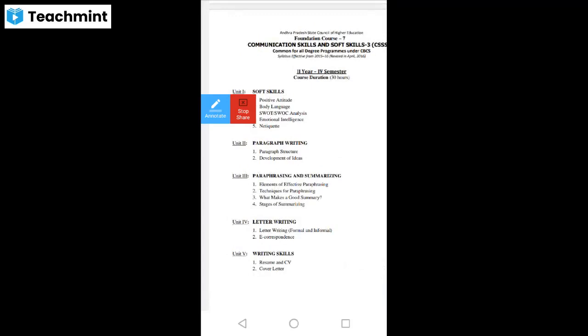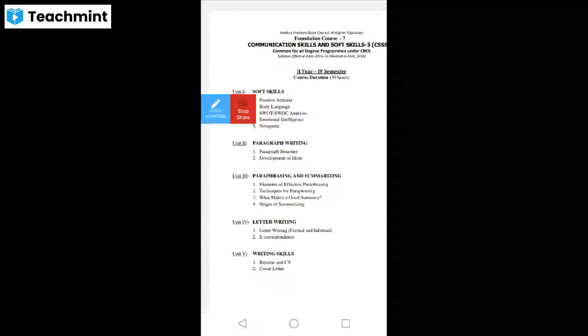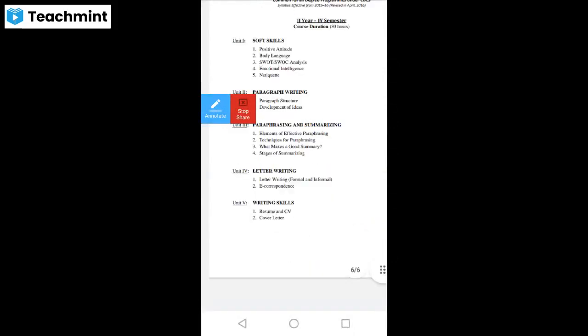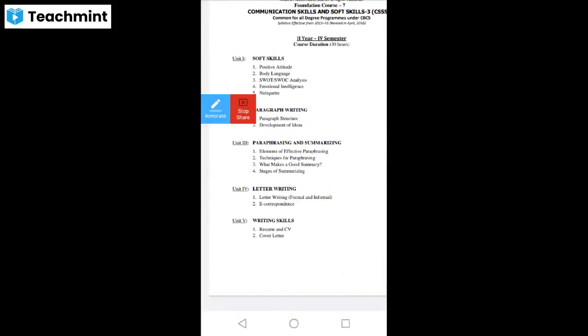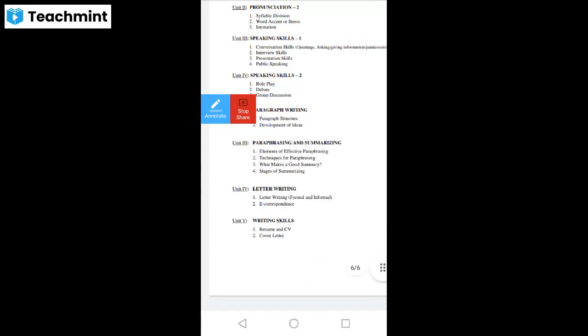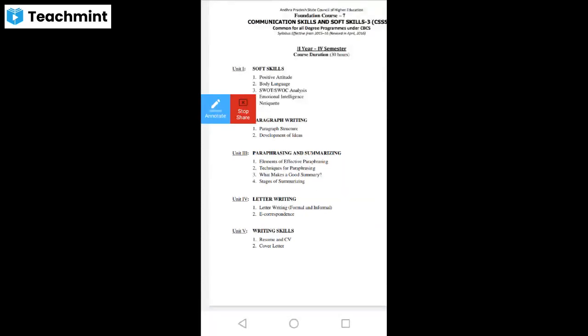Second one is paragraph writing. Under this, you are going to learn about paragraph structure and development of ideas. Third unit is paraphrasing and summarizing. Under this unit, you learn elements of effective paraphrasing, techniques for paraphrasing, what makes a good summary, and then stages of summarizing.